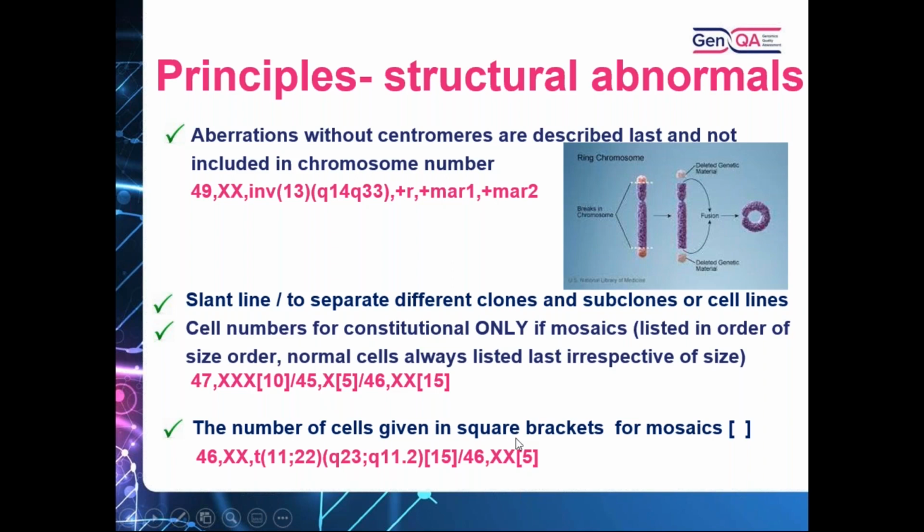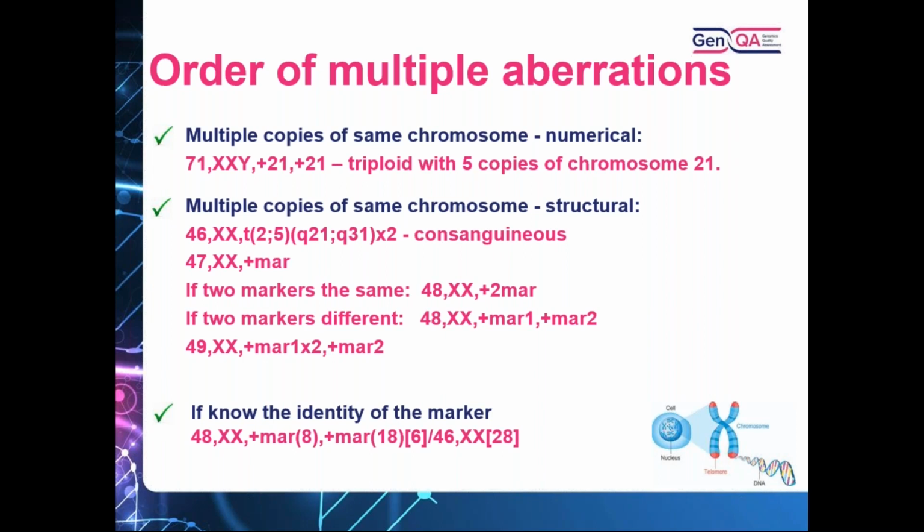The number of cells is given in square brackets for mosaics. So in this particular case, it's another common rearrangement in constitutional 1122. You've got 15 cells there, and you give the normal cell line last. So if you've got multiple aberrations, how do you write them? And there's various ways of doing it.